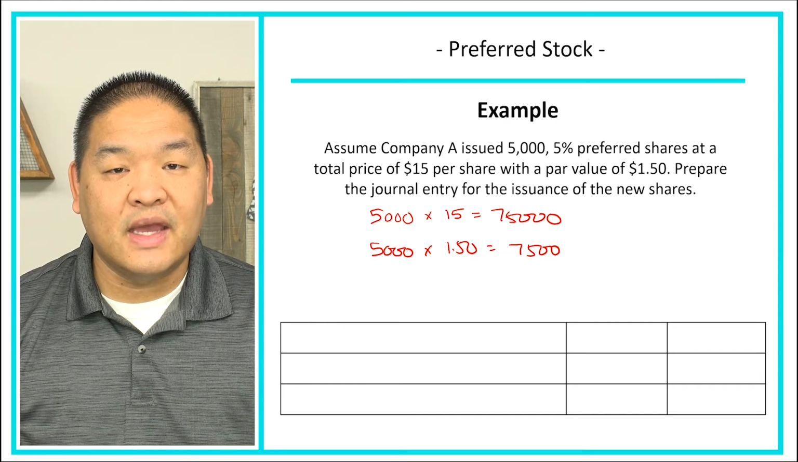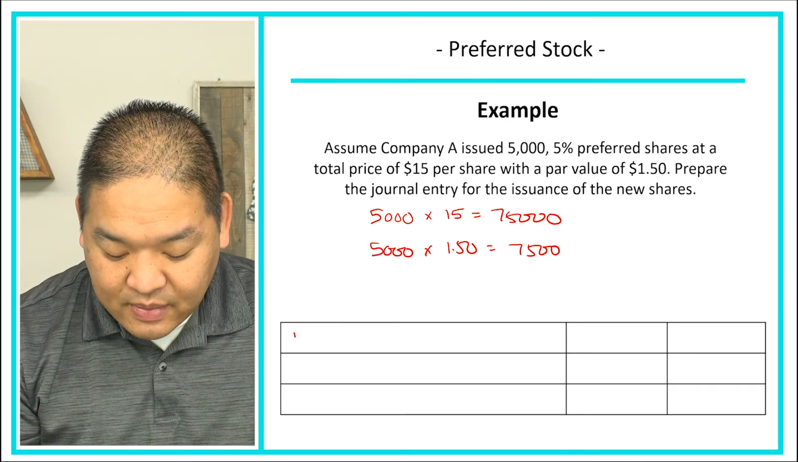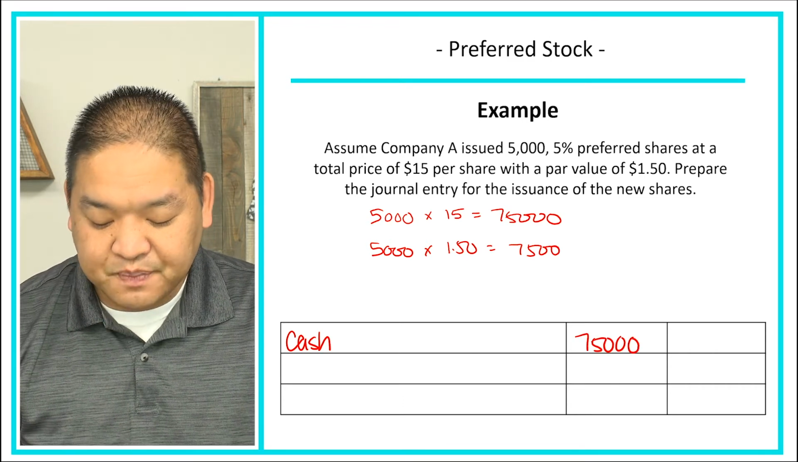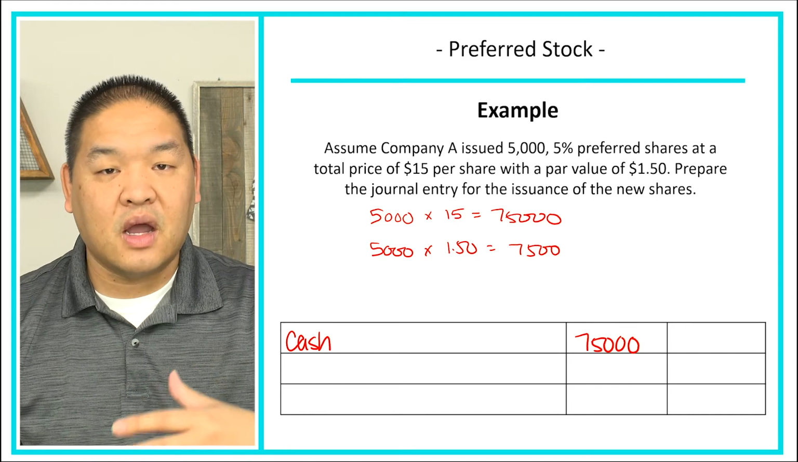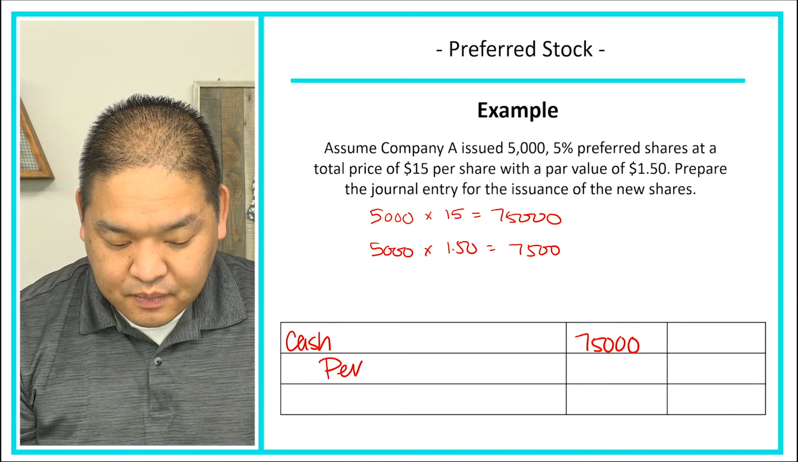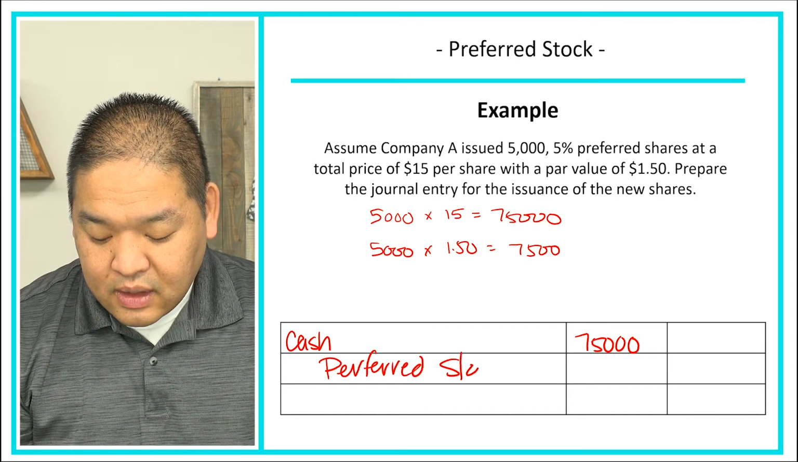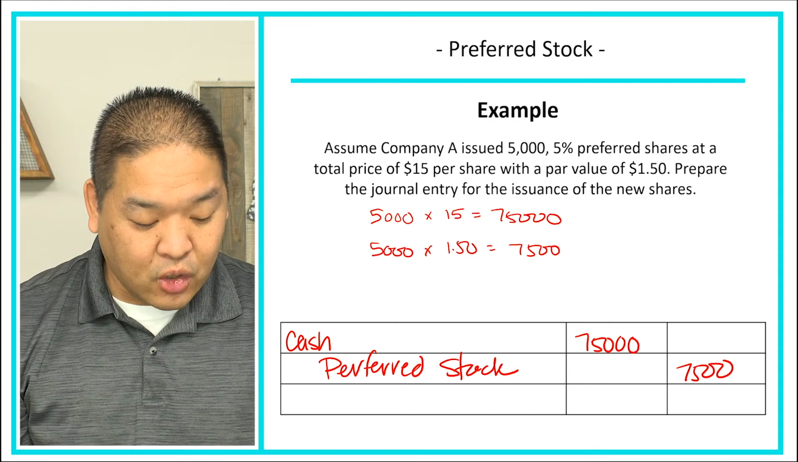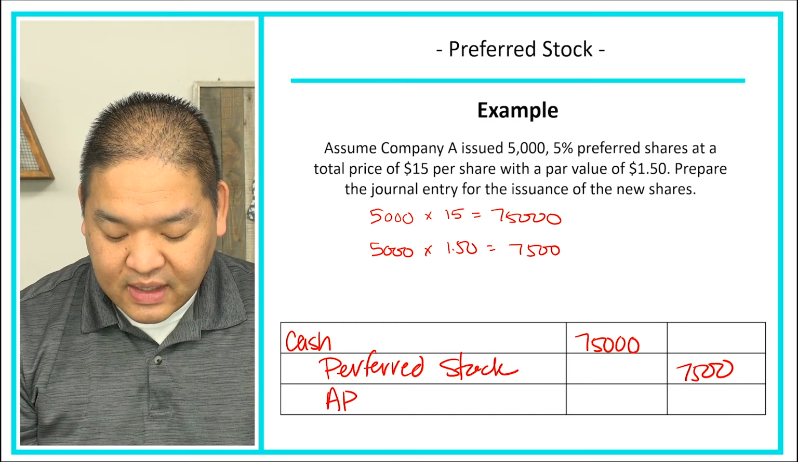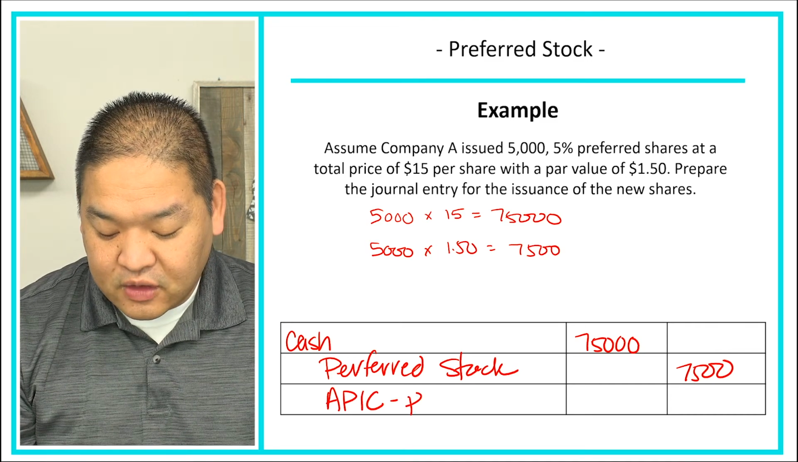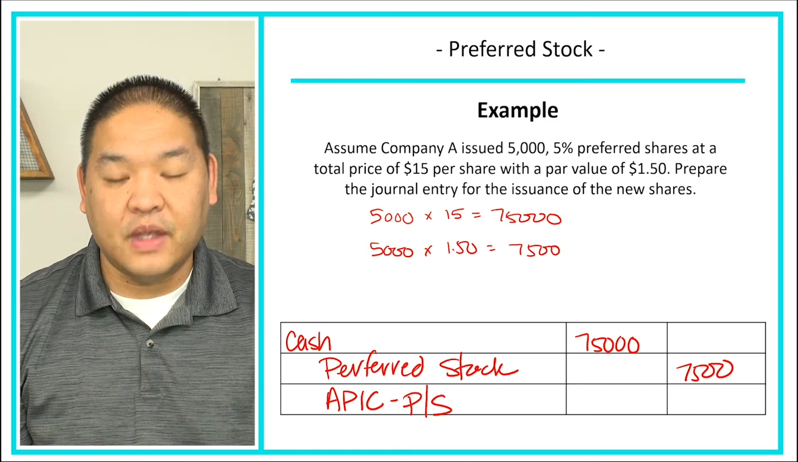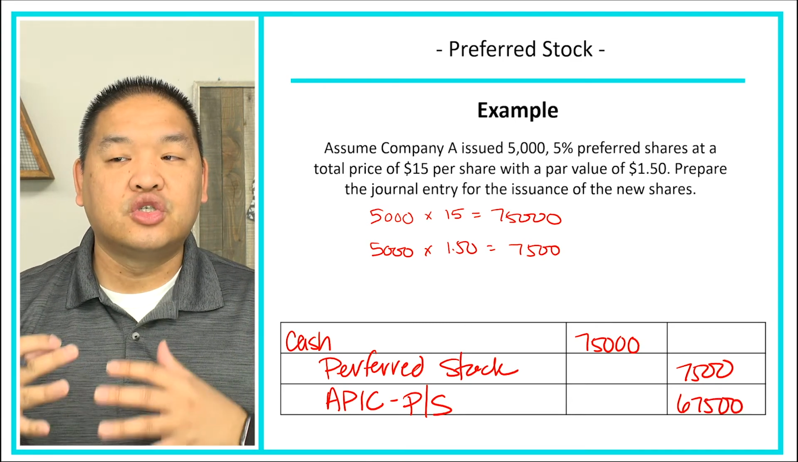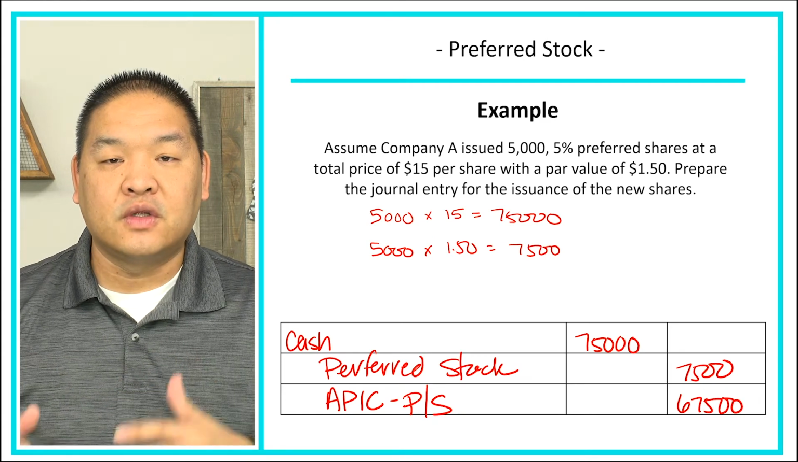The first thing that we know is we're going to get cash. So we're going to debit cash here in the amount of $75,000. And then we're going to credit, instead of common stock, preferred stock in the amount of $7,500. And then we're going to credit additional paid in capital. But again, this is for preferred stock. So we'll put preferred stock or PS, and that's going to be for the balance of $67,500.